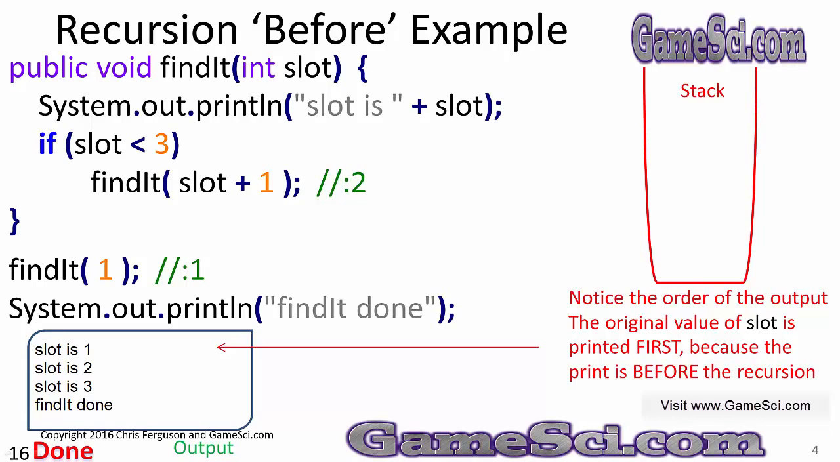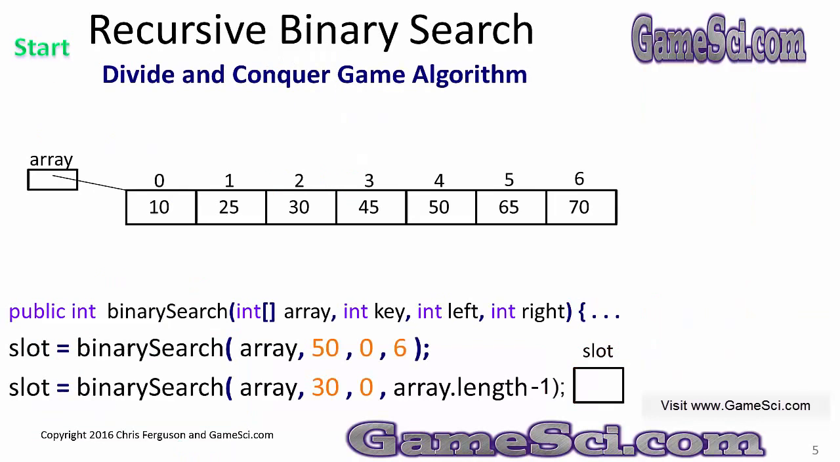And the last thing printed out, slot equals 3, is the last call to find it. Oh, what can you do with this recursion? Why does it exist? Why do we want to even know it?